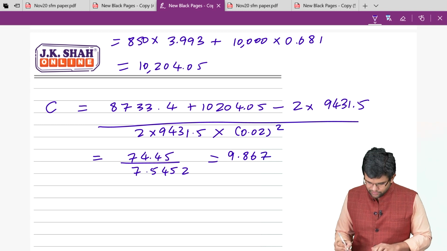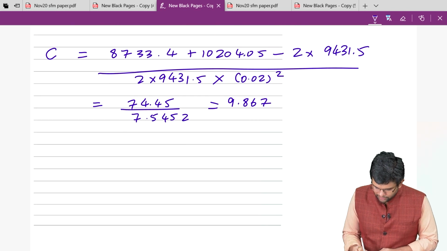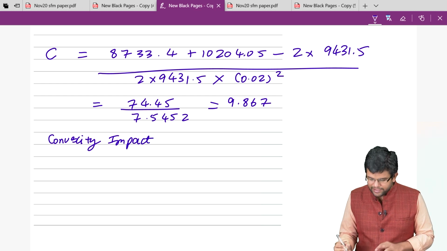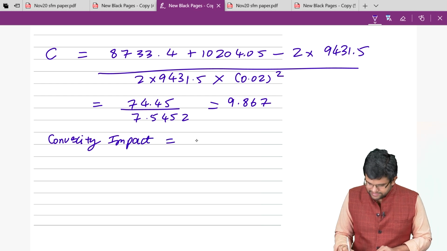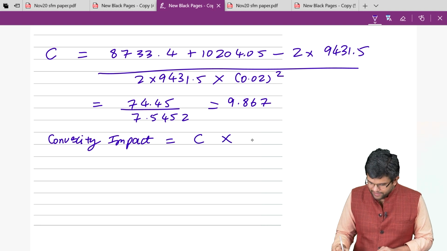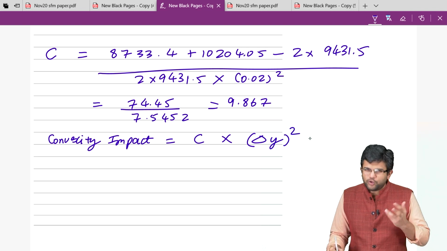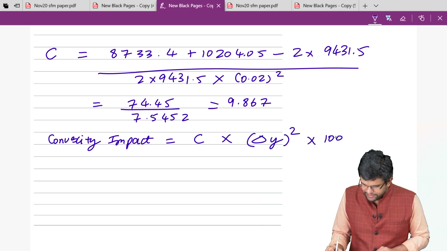Everyone clear with this? Okay, so now children, to find out the final convexity impact, or we can just write it as convexity. Students, do you realize it will be C multiplied by delta y square? And children, to give it a percentage form, we can of course multiply by 100.